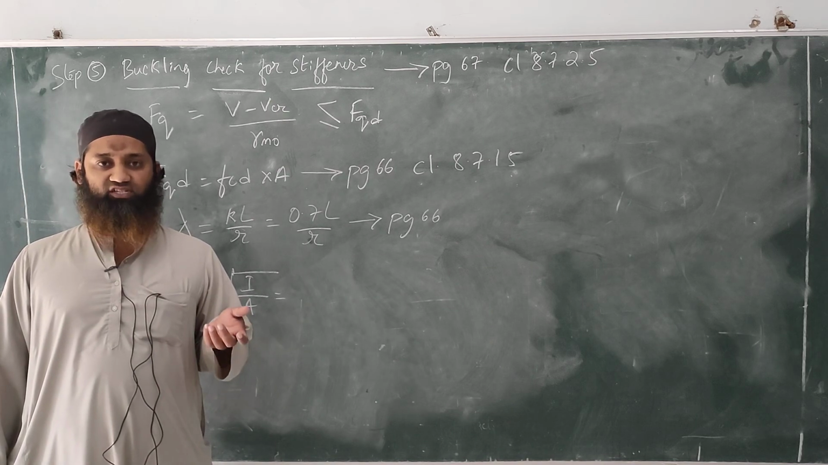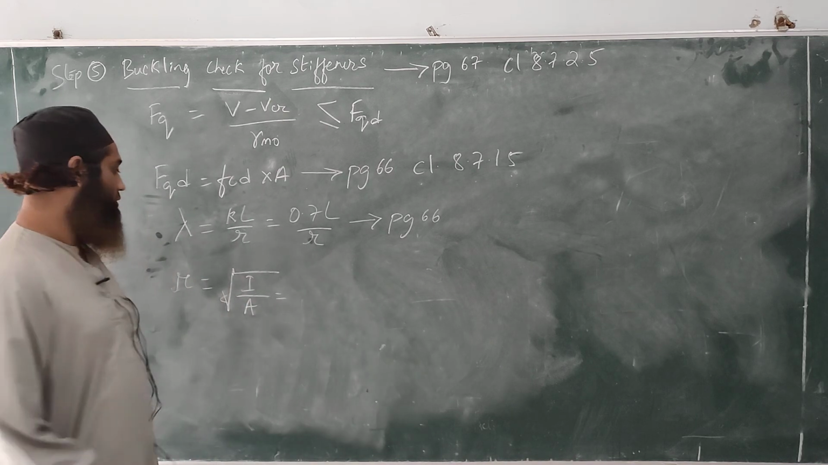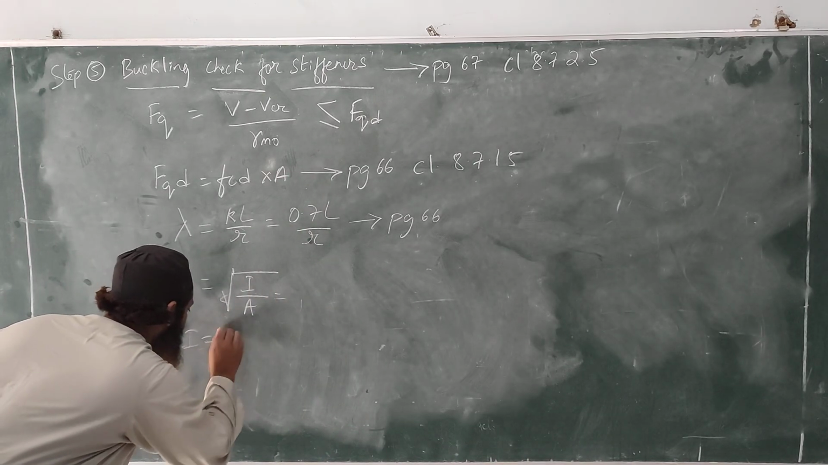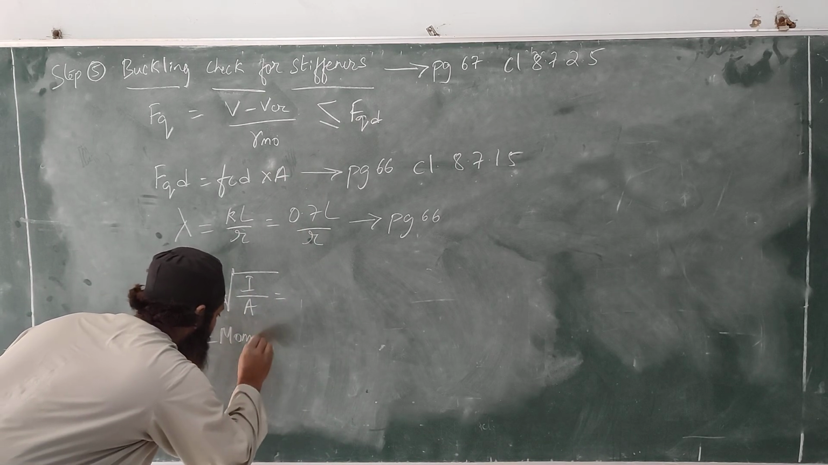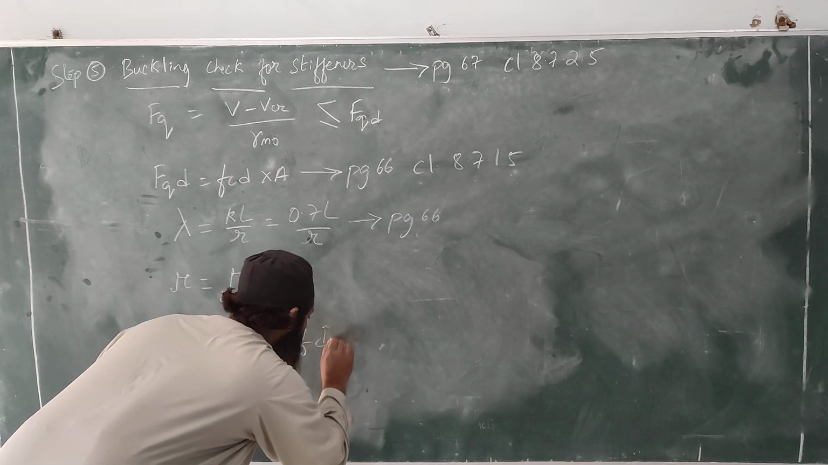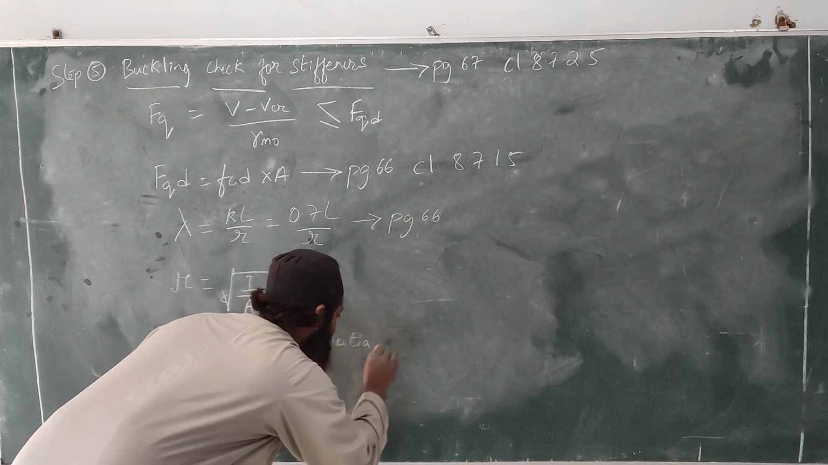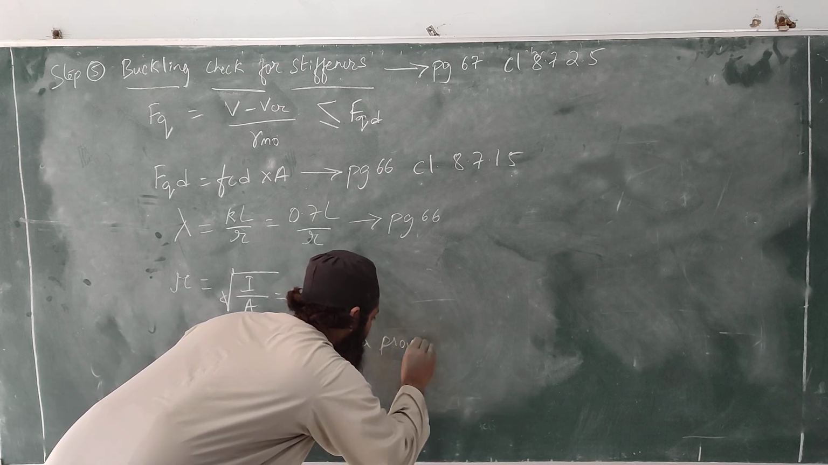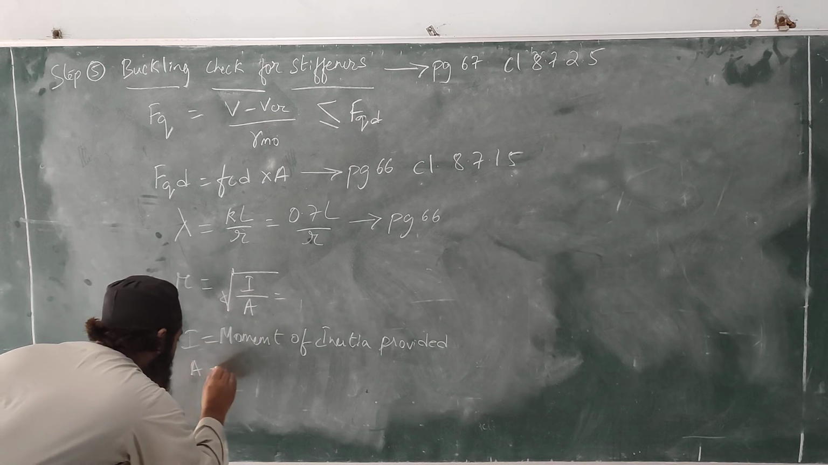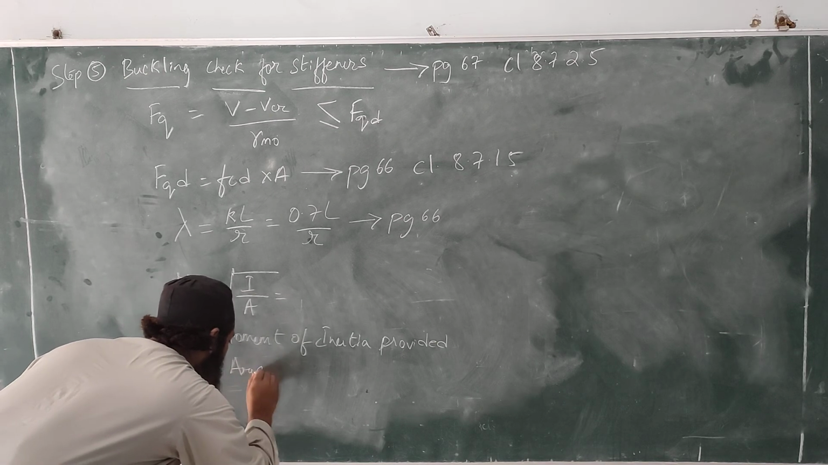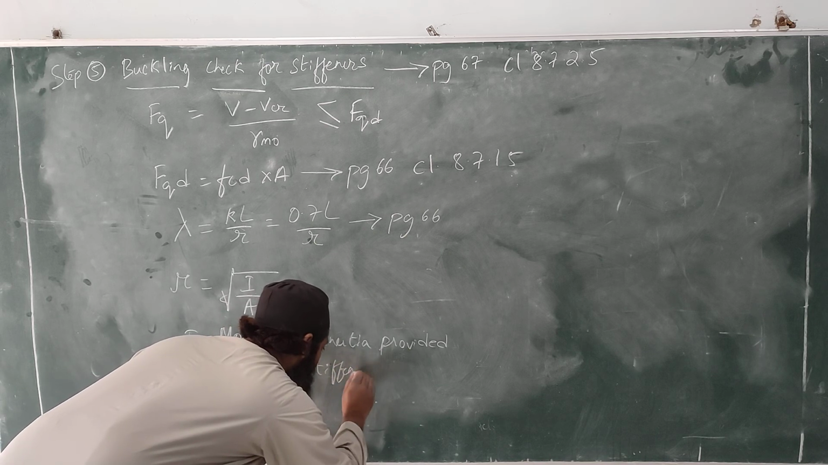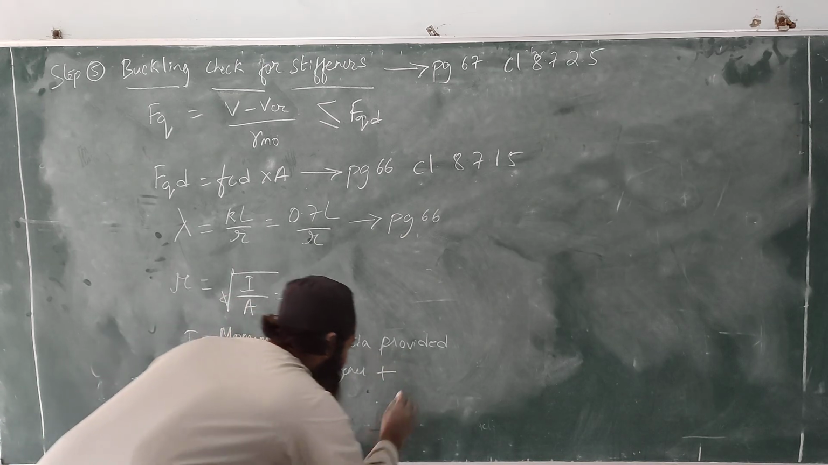A is the area of the stiffener plus area of the web. I'll just write it here. I is the moment of inertia provided, and A is the area of stiffener plus area of web.